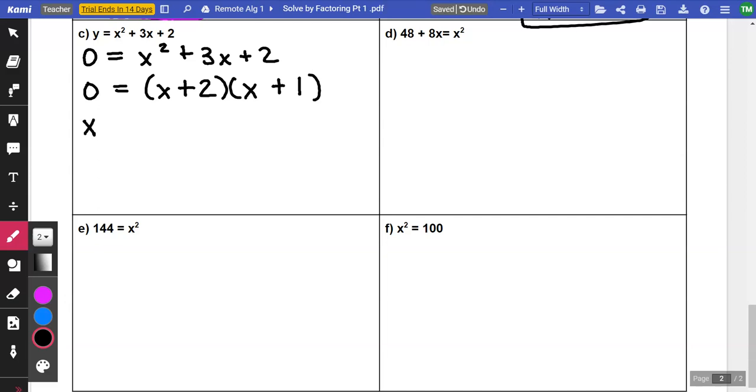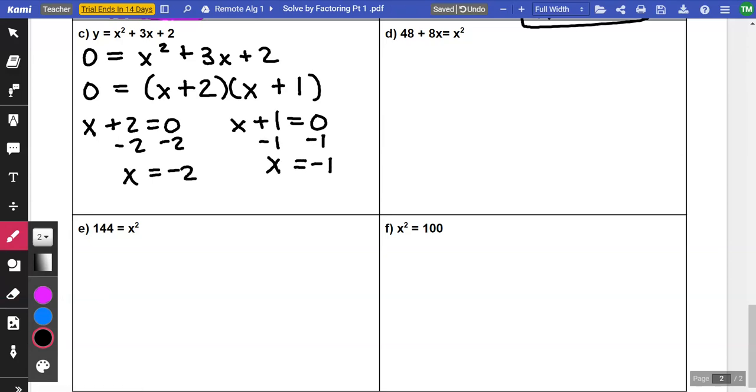Step 3, set each factor equal to 0. So set x plus 2 equal to 0 and x plus 1 equal to 0. And then solve for x. So subtract 2 from both sides. X equals -2. Subtract 1 from both sides. X equals -1. So our answers are x equals -2 and -1. And if you wanted to make sure that these are correct, just go back, plug both answers into the original equation, and make sure they make y equal 0.